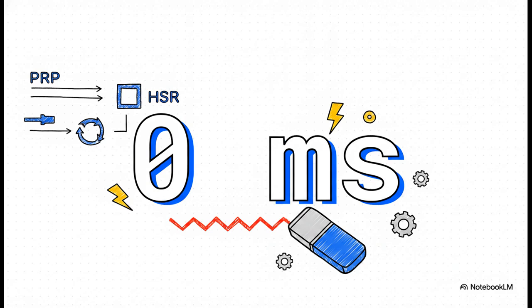The fascinating part is that both the Parallel Redundancy Protocol, or PRP, and High-availability Seamless Redundancy, HSR, are designed for an effectively zero-time failover. They don't just minimize that dangerous time gap, they erase it completely.